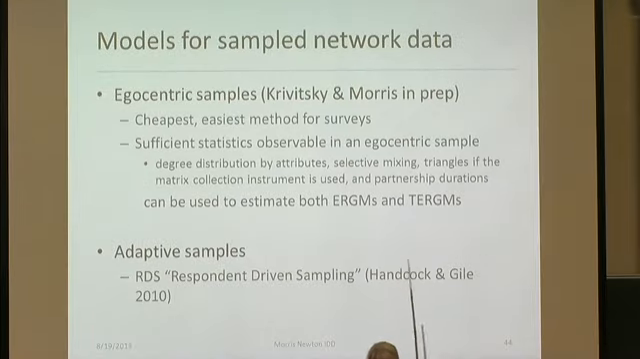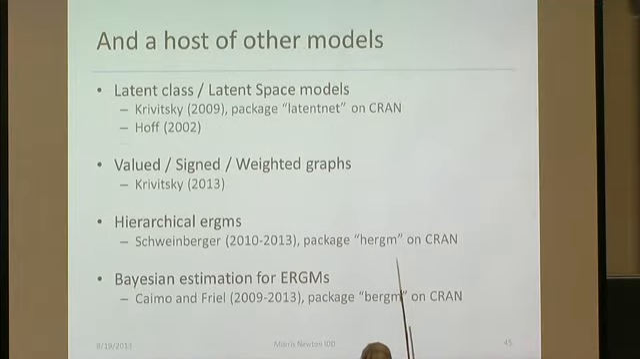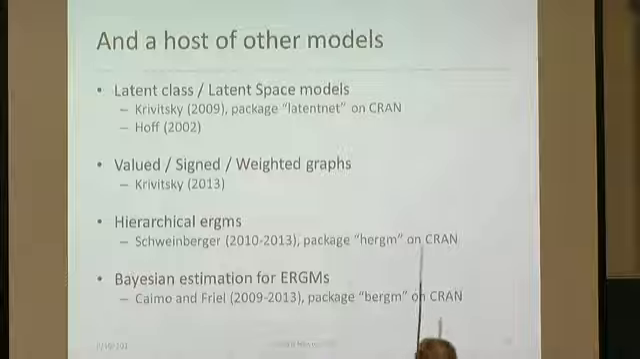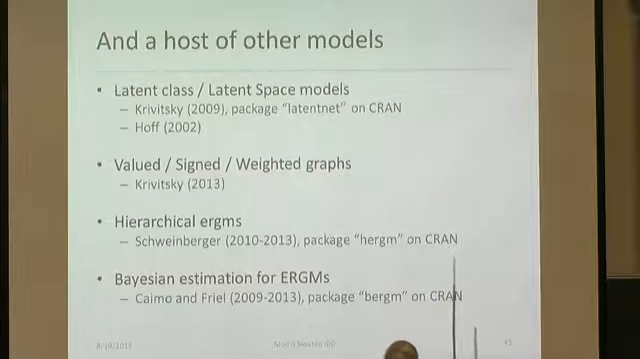We have models for sampled network data. And we have a host of other models as well: latent class, latent space models, valued, signed, and weighted graphs, hierarchical ERGMs. There are now packages called Hergm and Bergm, also on CRAN. These are written by people who were not part of our team, so the whole thing is kind of exploding.